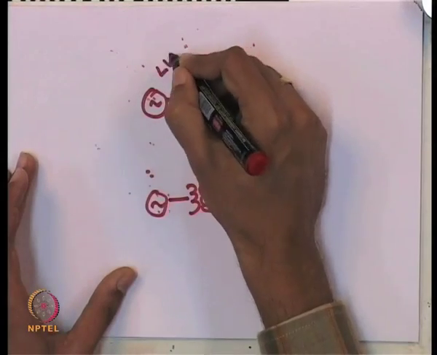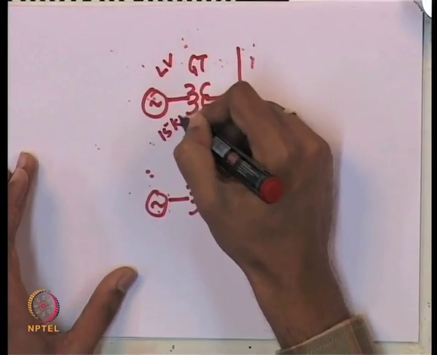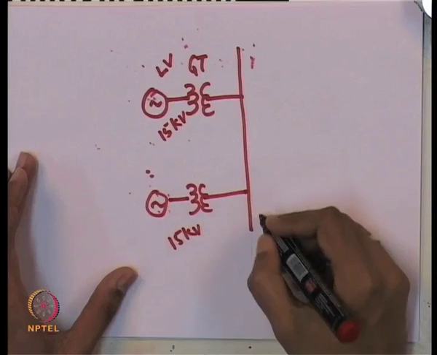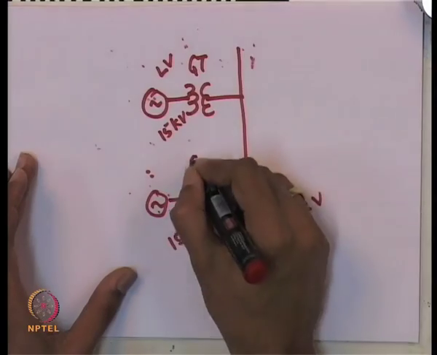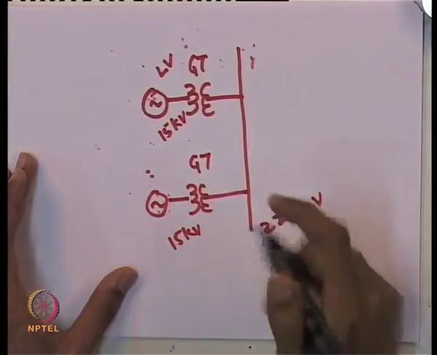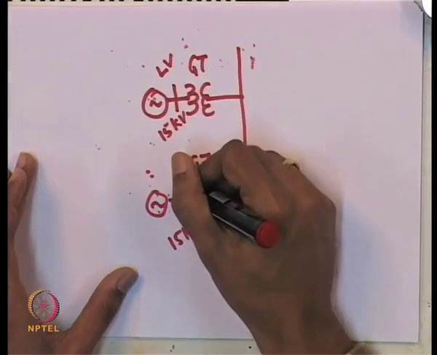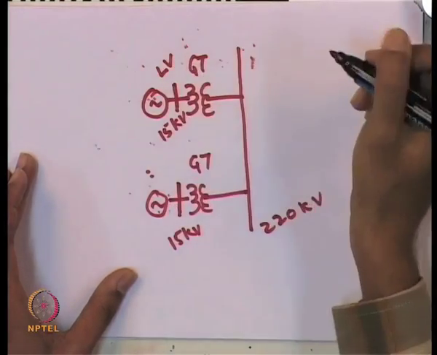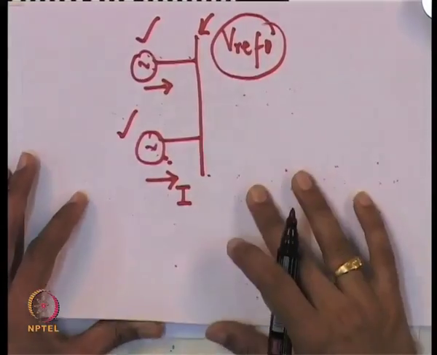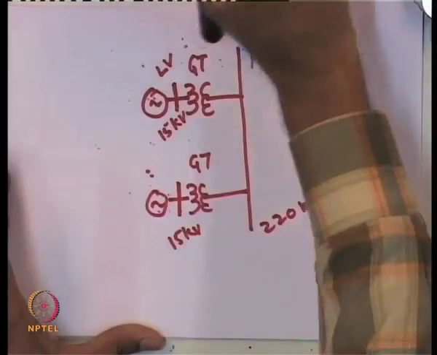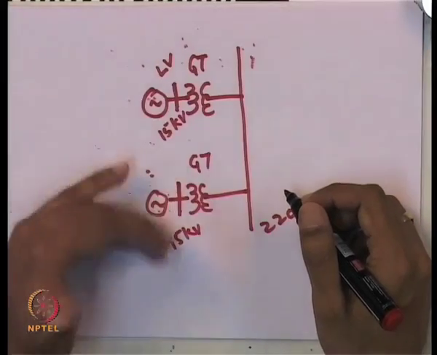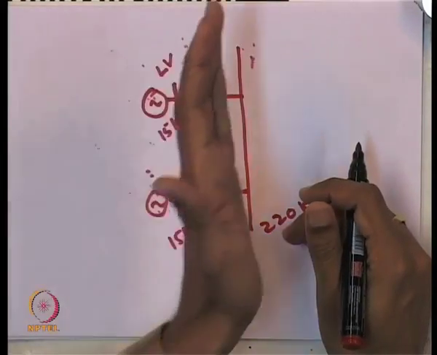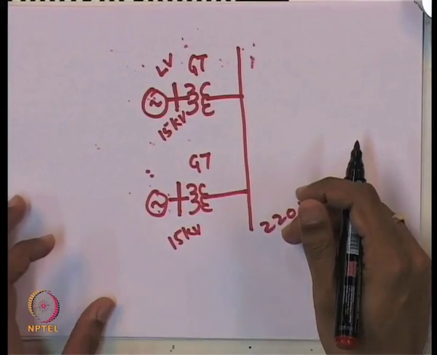So, this is the low voltage, say 15 kV, and this is 220 or 440 or 400 kilovolts, say. If you have a situation like this, each generator maintains its own terminal voltage constant. It is not maintaining a common bus voltage at V ref. So, in this case, it is not necessary to have a load compensator for sharing, because you are not maintaining a common bus voltage at V ref.